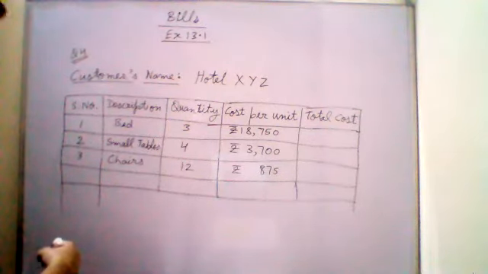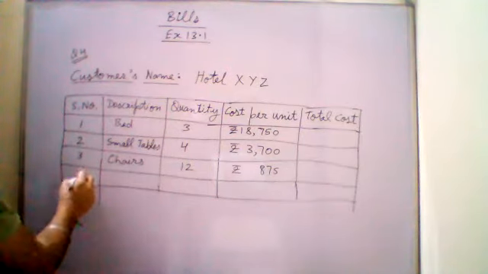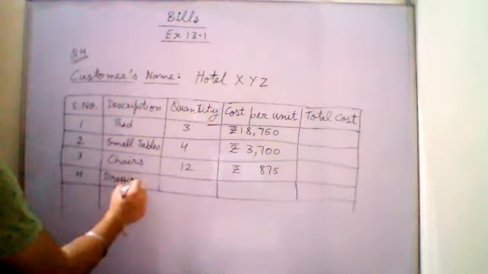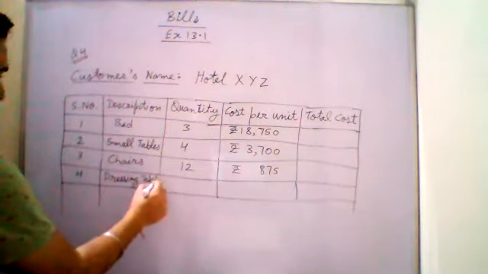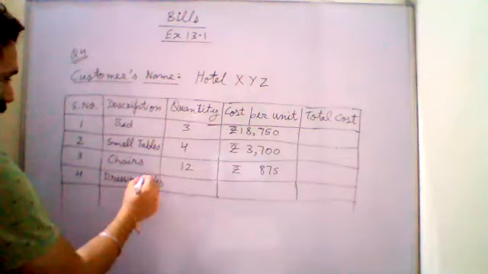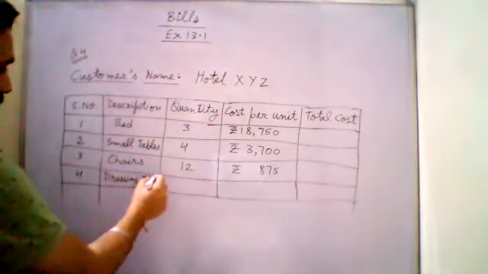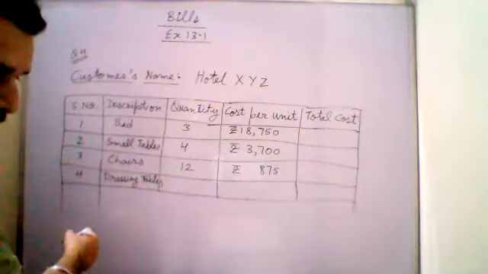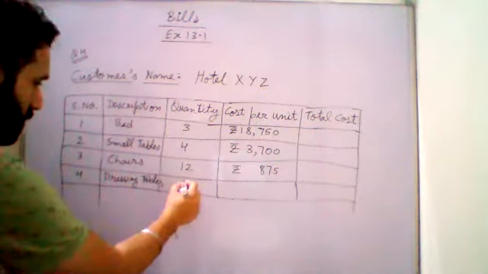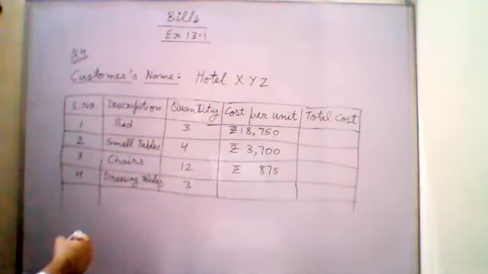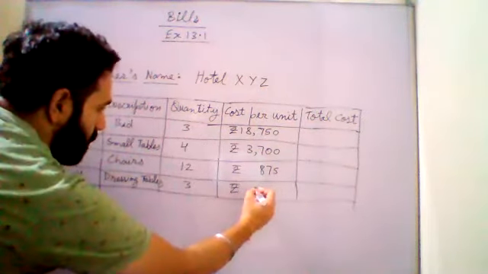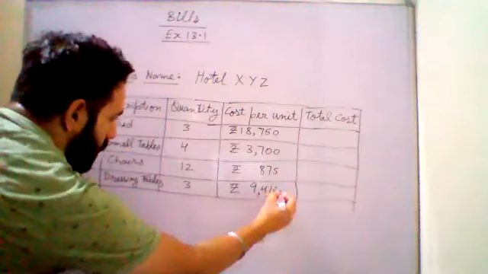Number 4, dressing tables. How many dressing tables? 3 dressing tables. And what is the price of one table? Rupees 9,410.